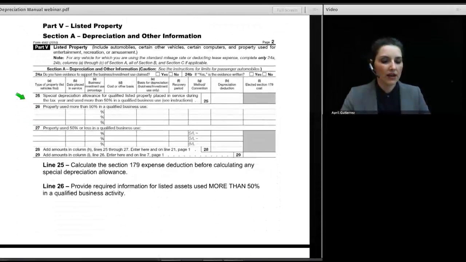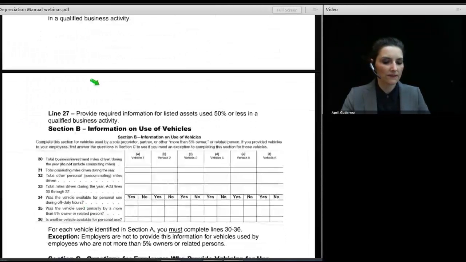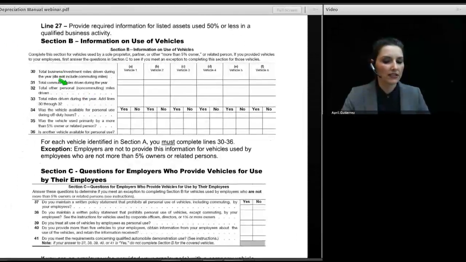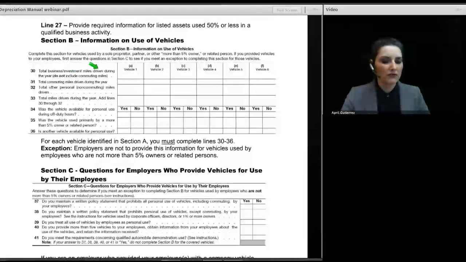And then listed property in Section A of Part 5. On line 25, we calculate the Section 179 expense deduction before calculating any special depreciation allowance. Then on line 26, provide required information for listed assets used more than 50% in a qualified business. On line 27, we provide required information for listed assets used 50% or less in a business. In Section B, we provide information on use of vehicles. This is mandatory and not optional.